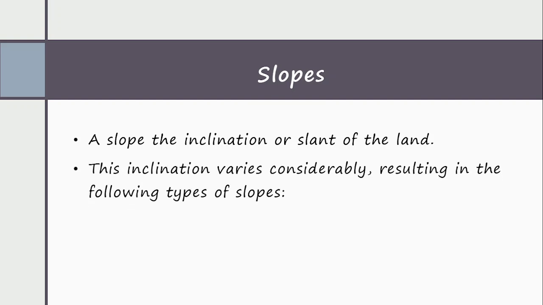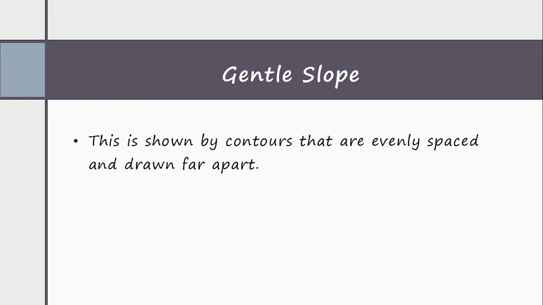This inclination varies considerably, resulting in various types of slopes. So there can be various variations of these inclinations. That's why it results in various types of slopes. We'll discuss these various types of slopes and how they can be shown on the topographical map. We'll start with the first one, that is the gentle slope. This is shown by contours that are evenly spaced and drawn far apart.